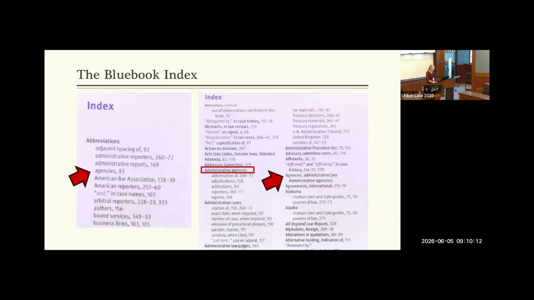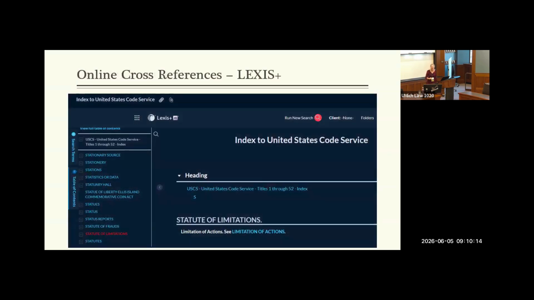And then the challenge is trying to find them online. Lexis does not make it easy to find your index. You have to start typing really slowly. If you type United States, and then it'll give you the index to click on, but it's harder to find. But they do have a really good table of contents on the site.